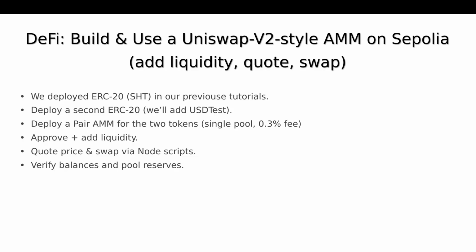We will add approve and add liquidity functionality in this. We will see how we can set the quote price and swap via node script, which means we are going to write some scripts as well. We will verify the balance and pool reserve. Let's start this and I will explain the code step by step. I will just go through what we have done before and I will save the stuff on GitHub so that you can get this and verify at your end. Also, you can access the code and debug it and learn the basics of this.